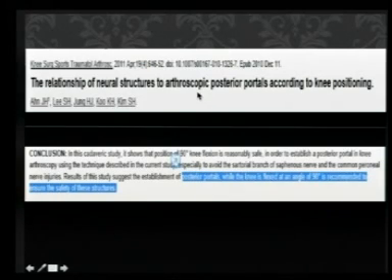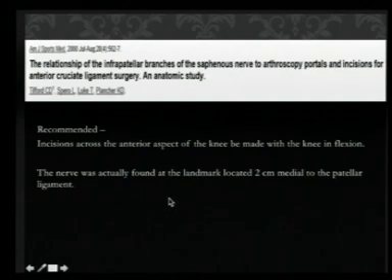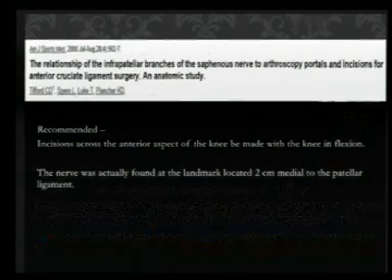The relationship between the neural structures and arthroscopic posterior portals depends on the positioning of the knee. You never make the portal in 30 degrees flexion, only in 90 degrees flexion can you achieve this. The relationship of the infrapatellar branches of the saphenous nerve to arthroscopic portals and incision for anterior cruciate ligament surgery: the anatomical studies recommend that incision across the anterior aspect of the knee must be made with the knee in flexion. The nerve was actually found within 2 centimeters of the medial border of the patellar ligament. So when you make a far medial portal or accessory medial portal, you make sure you do not divide any of the nerve fibers.